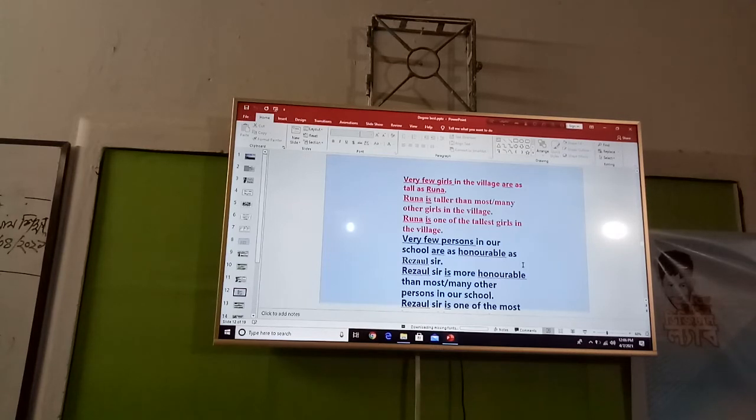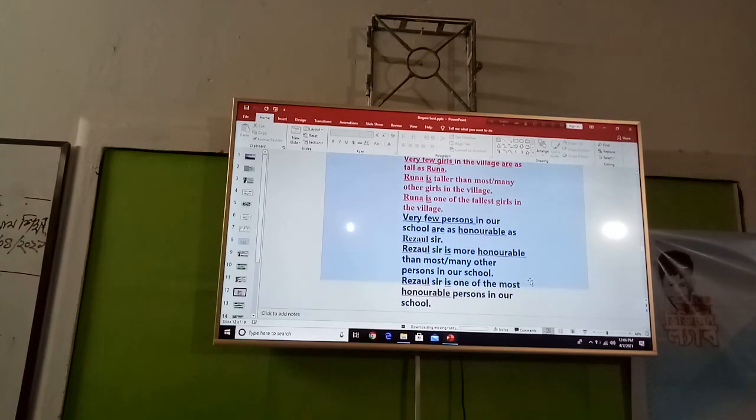Now, the other sentence. Very few persons in our school are as honorable as Rezaul Sir. Here the subject is persons, so we have to use are, not is. And in the past tense, were, not was. So the comparative form: Rezaul Sir is more honorable than most other or many other persons in our school. As very few is used, so you have to use than most other or many other. And the superlative form: Rezaul Sir is one of the most honorable persons in our school.